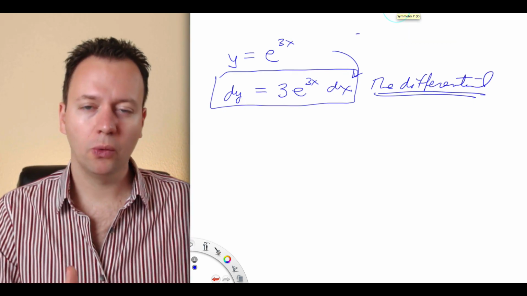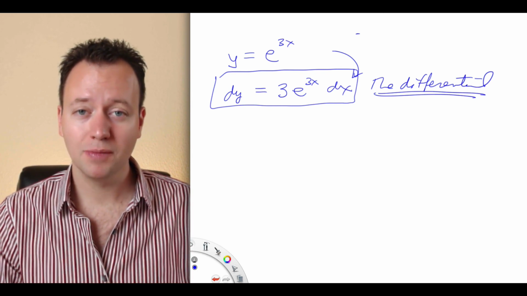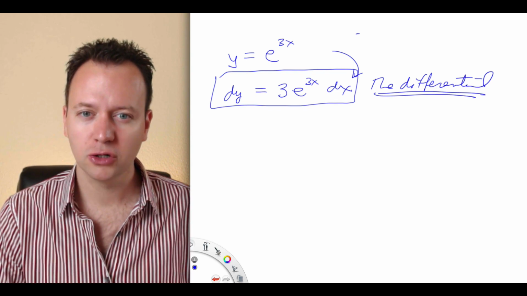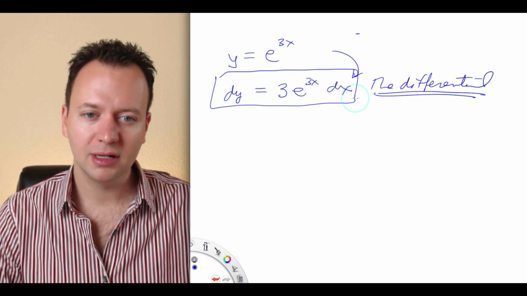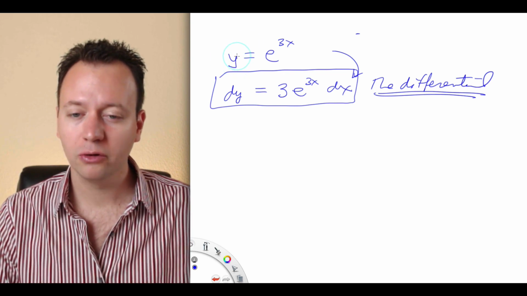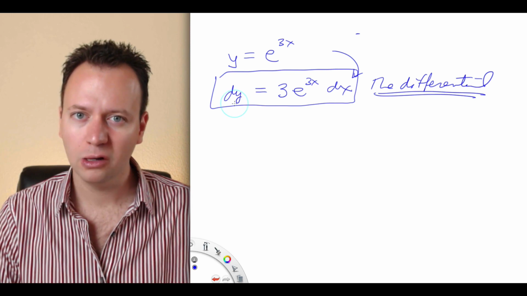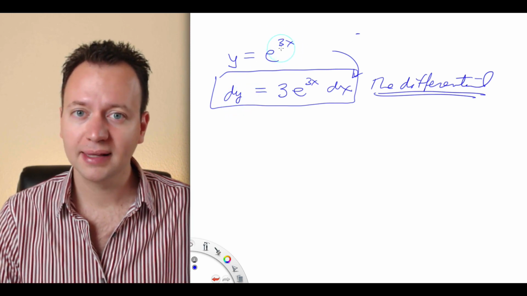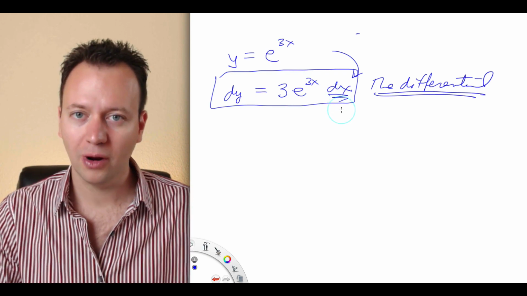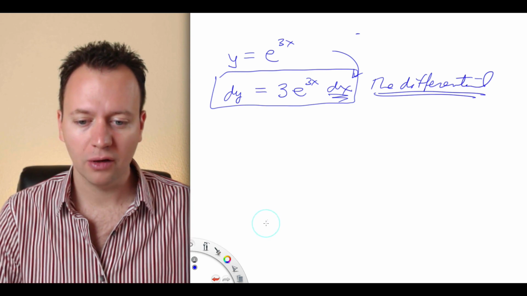Differentials are also in a way related to implicit differentiation, because we can also compute differentials of implicit equations. And that might also shed some additional light on what happened here. Basically, we took the derivative of y with respect to y, which is 1, and then we corrected by multiplying by dy. Here we took the derivative with respect to x, which was 3e to the 3x, and then multiplied by the differential dx.